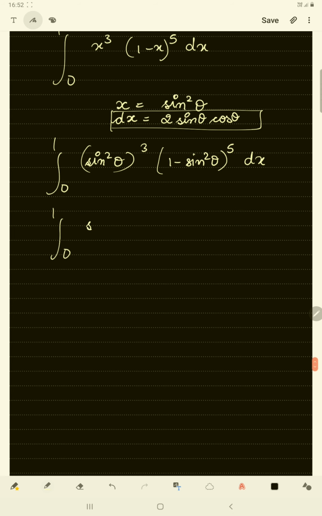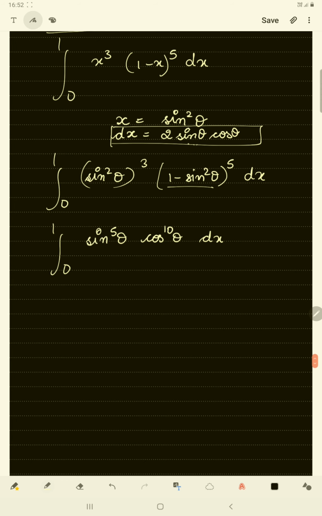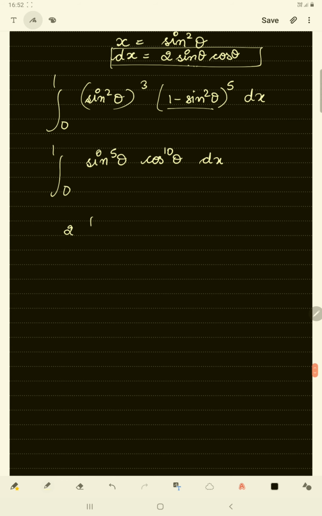0 to 1 sine to the power 6 theta, and 1 minus sine square theta is cos square theta, so cos to the power 10 theta dx. Now we substitute the dx as well, so we take 2 out of the integration sign because 2 is a constant, sine to the power 6 theta and a cos to the power 11 theta.